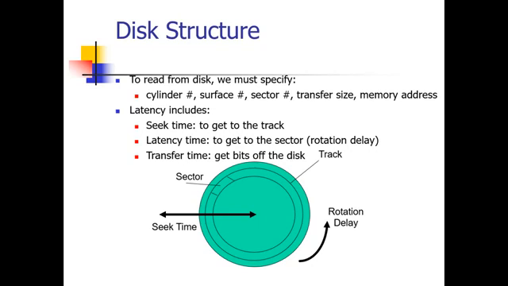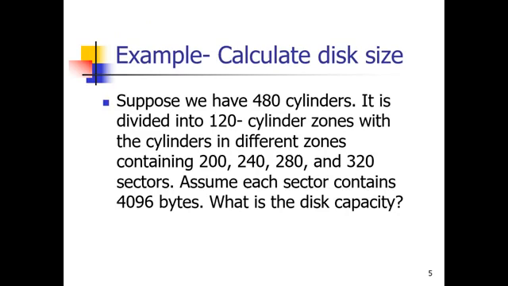So that's the basic information we need for this. Let's see a very simple example; with the same information we can solve such examples, and we can have a number of similar ones. As you can see, there are 480 cylinders, divided into zones of 120 cylinders. If you divide 480 by 120, you get 4, meaning there are 4 zones.